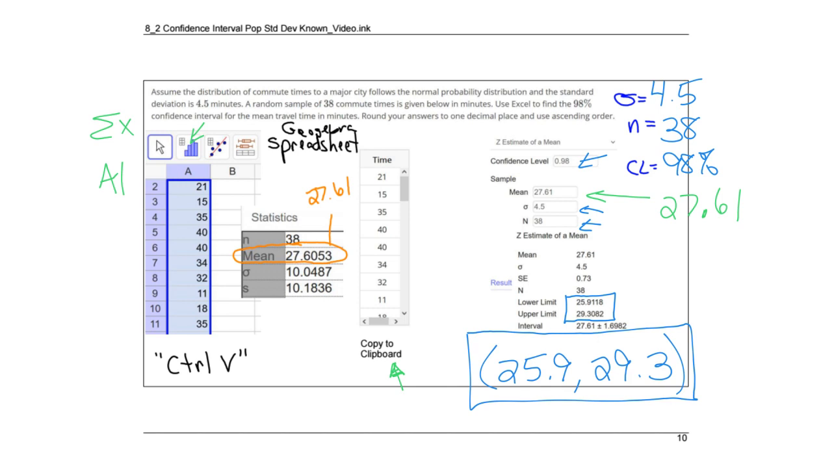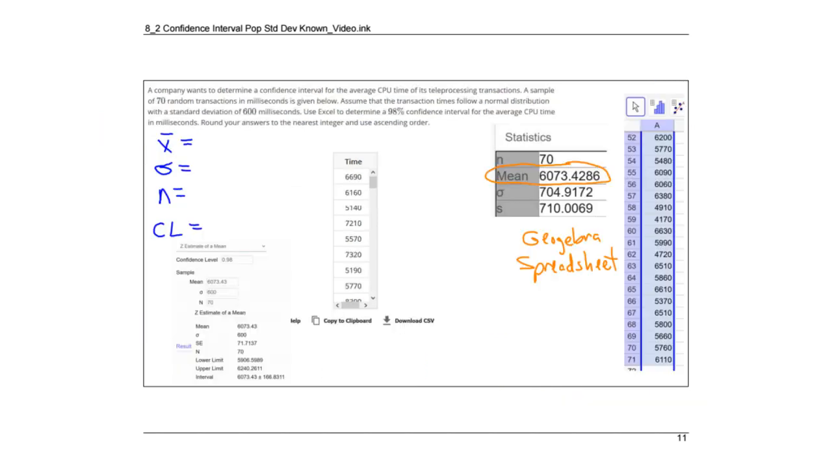It's just that if they give you the raw data for 8.2, you're going to have to find the sample mean. For 8.3, you're going to find the sample mean and the sample standard deviation. But we know how to do that. We've been doing that also. All right, this is just another example.